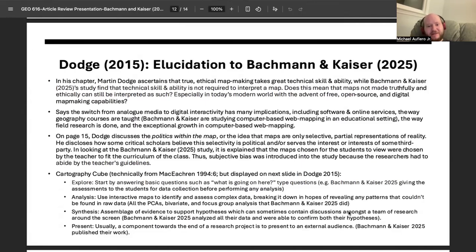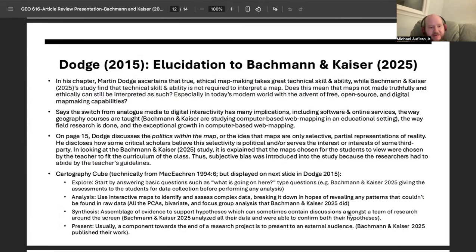He also elucidates the idea that the switch from analog media to digital interactivity has many implications, including software and online services, the way geography courses are taught. Bachmann and Kaiser are studying computer based web mapping in an educational setting, so that elucidates Bachmann and Kaiser there. The way field research is done, and the exceptional growth in computer based web mapping, again elucidating the study. These last two bullet points are the main elucidations.